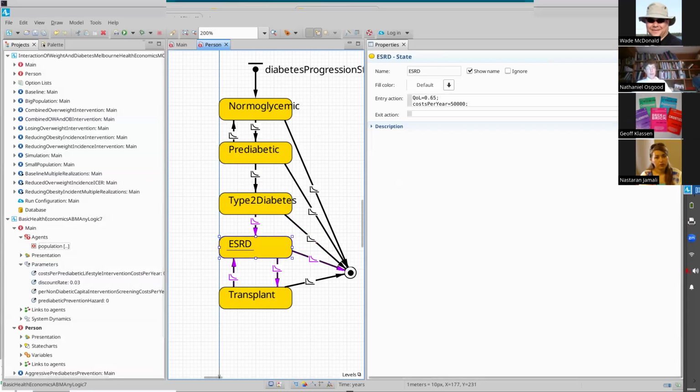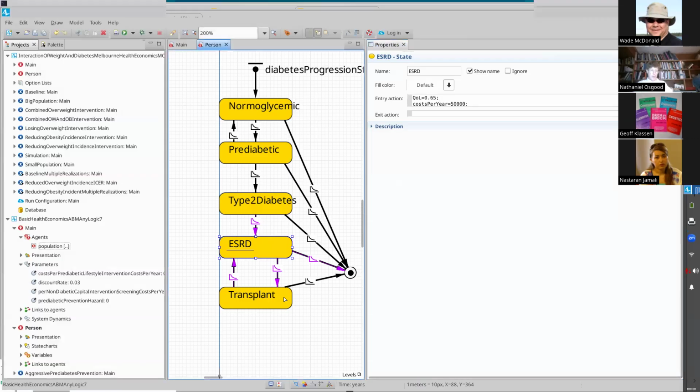In the end-stage renal disease state, the quality of life of an individual is treated as dropping yet further. Quality of life here might be health-related quality of life as listed through utility scales, for example. EQ5D might be a good example, but it's a quality of life of 0.65. So a really large-scale drop of 0.35 over the normal glycemic individual, and a vastly higher cost per year, $50,000 a year.